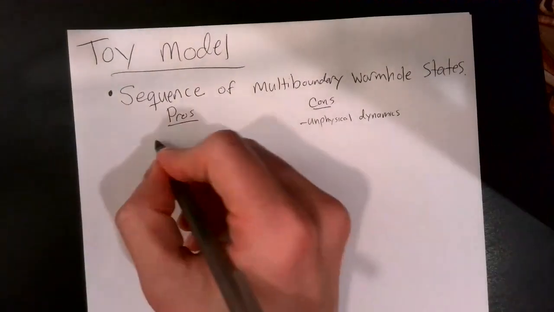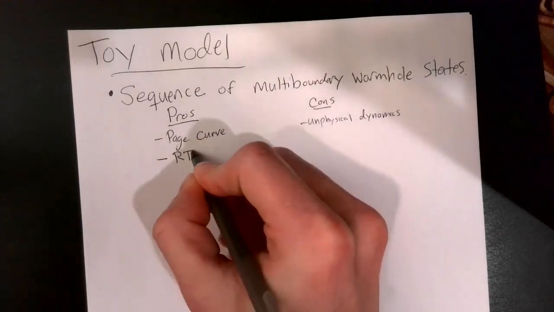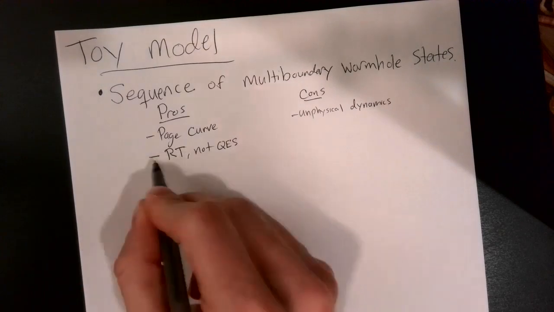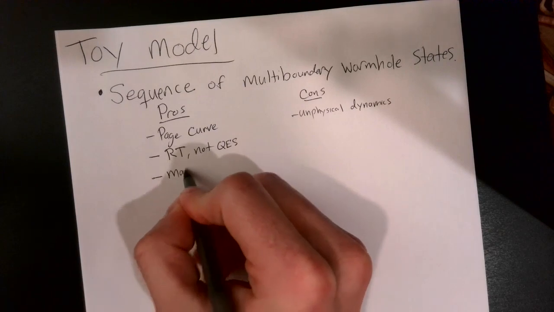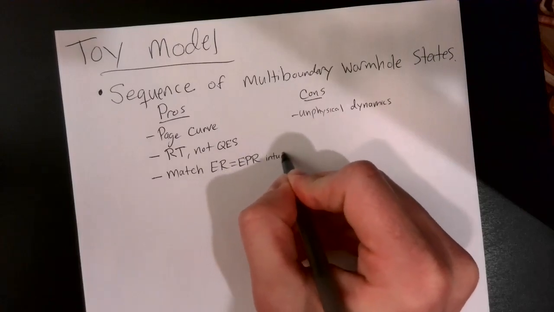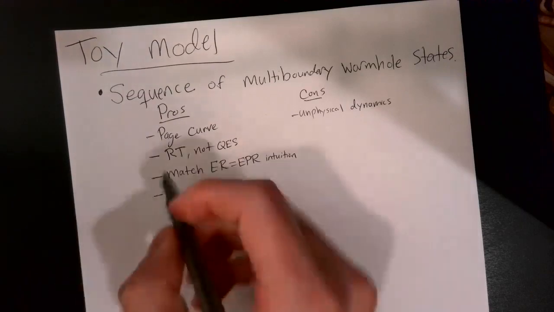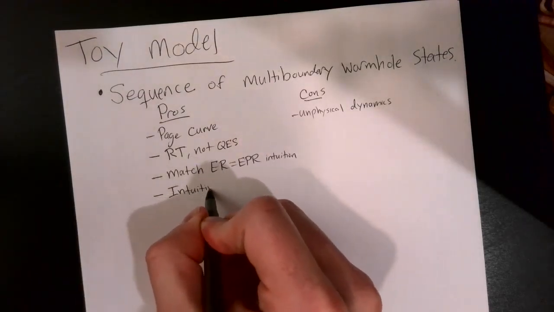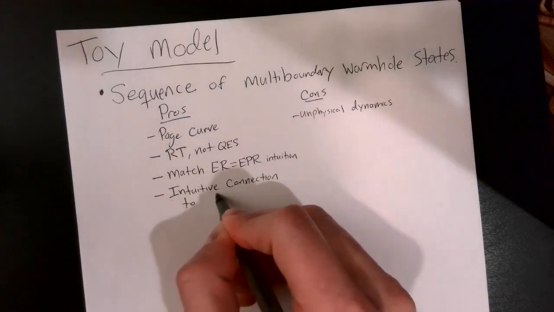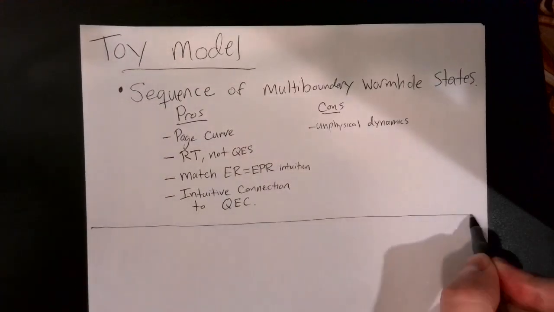And here are the pros. So we're still going to get the Page curve. We're going to use only regular classical RT surfaces, not quantum extremal surfaces, in our black hole evaporation model. It's going to very nicely match ER equals EPR intuition. And this was the thing that really sold it for me, is that it makes the connection with quantum error correction intuitive, or at least more intuitive. Okay. So you can come back to this list after we see the model.